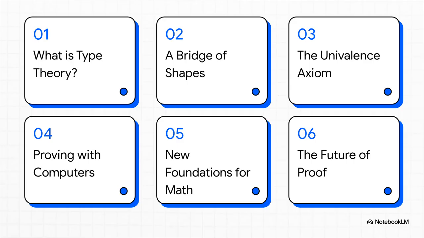So here's our game plan. We're going to start with the logical bedrock, type theory, before we cross that bridge into the world of shapes. Then we'll get to the key that unlocks the whole thing. It's called the Univalence Axiom, and see how computers are using these ideas to build literally flawless proofs. Finally, we'll ask the big questions. Is this a whole new foundation for math, and what does that even mean for the future of truth itself?